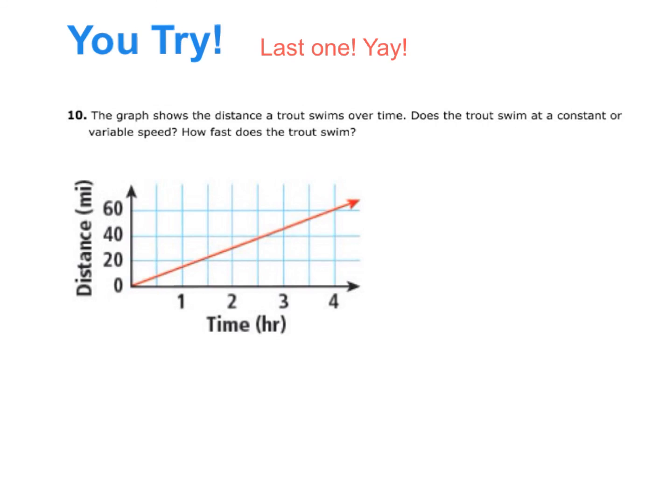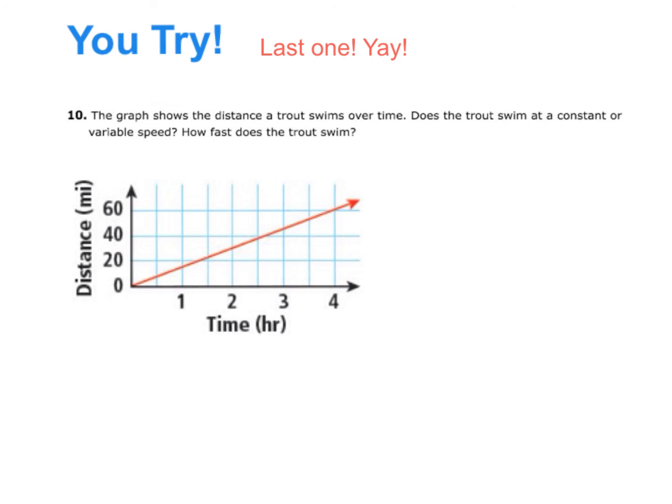So I swear this is the last one. Go ahead, give it a try. Find out if the line is showing constant or variable speed, or if the slope is changing or not over time. And then figure out how fast the trout swims. Go ahead and click pause now, and we'll go over the answer.